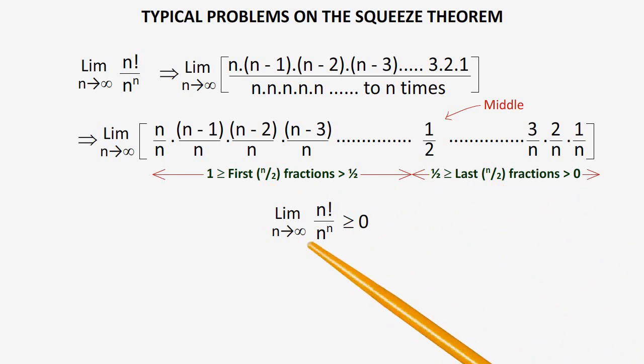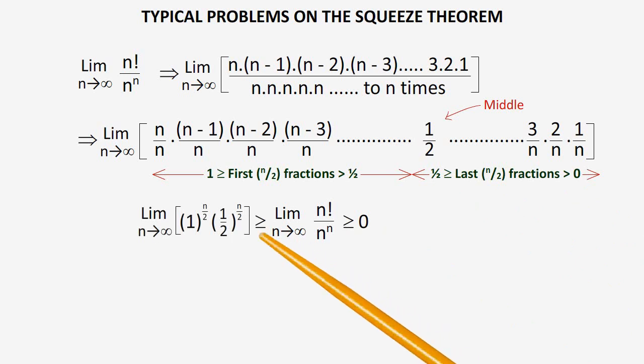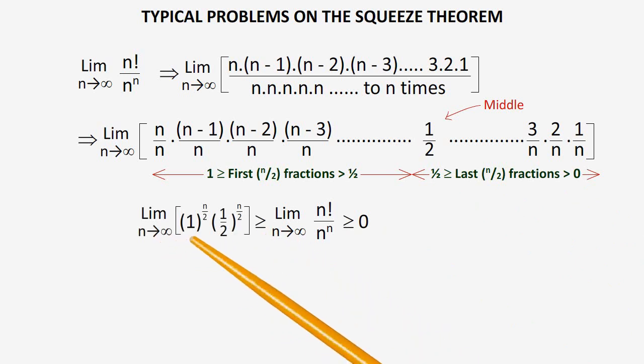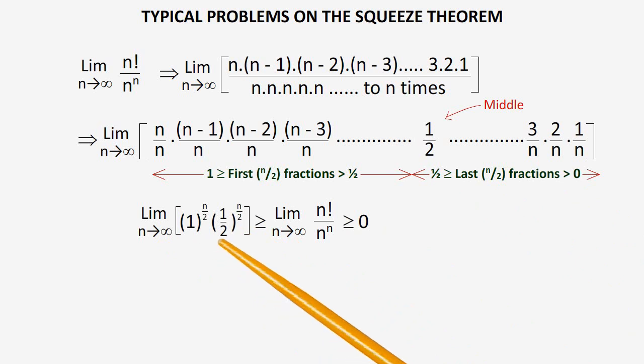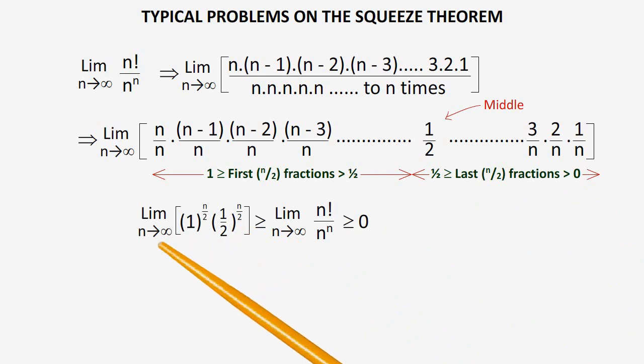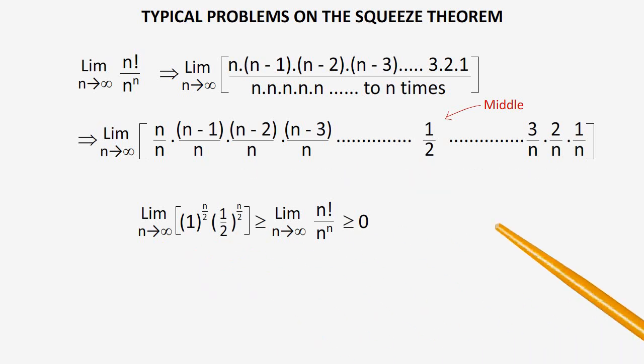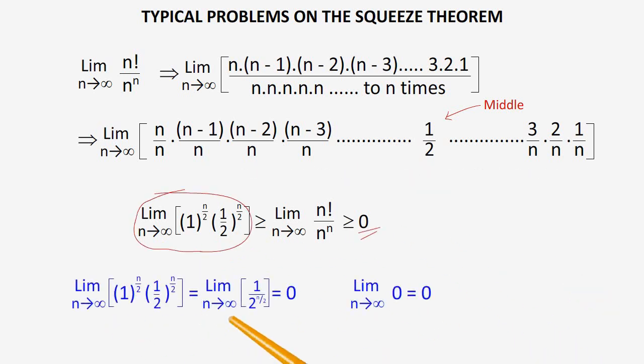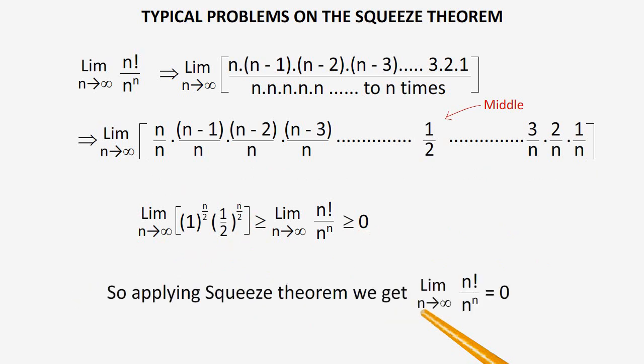So this expression over here is less than or equal to the limit of 1 to the power of n by 2 times half to the power of n by 2 when n approaches infinity. Now the limit of both these functions is equal to 0 as n approaches infinity. So we can apply the squeeze theorem and conclude that the value of this limit is equal to 0.